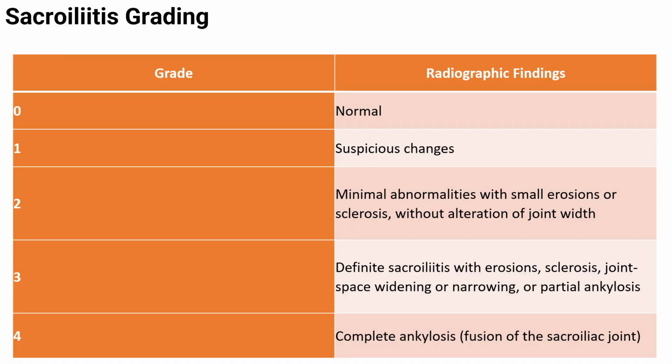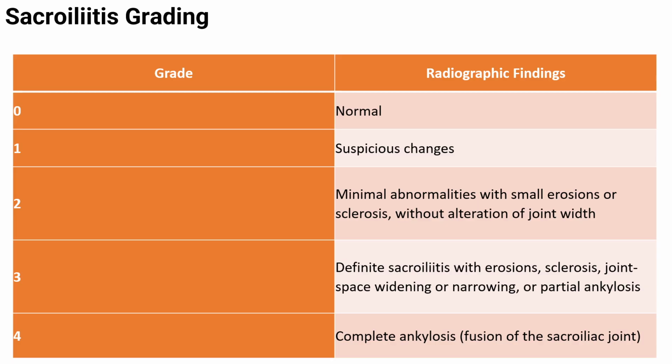The severity of sacroiliitis on plain radiographs is graded from 0 to 4, with each grade representing increasing structural damage in the sacroiliac joints, which helps clinicians assess disease severity in a standardized and reproducible way. The grading system is straightforward.